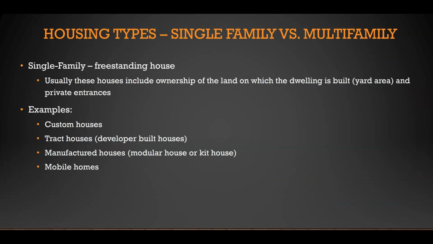Moving much further up the timeline, we are going to explore different housing types. We have the single family versus the multifamily. In this section, we will be discussing single family, which is a freestanding house. That usually means these houses include ownership of the land on which the dwelling is built, which also includes your yard area and private entrances. Some examples are custom homes, tract homes, manufactured homes, and mobile homes.